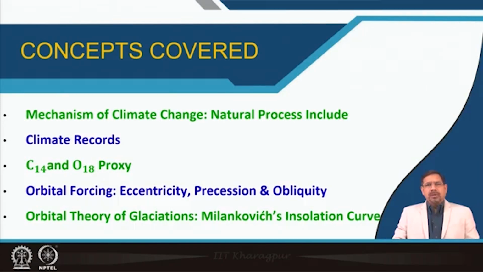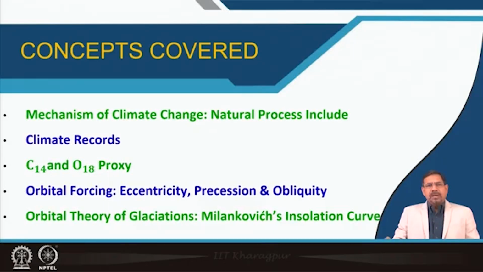And more importantly, let us also discuss these C14 and O18 proxies, the two isotopes, because the usual valence is C12 and O16. So, we have 14 and 18. How these two serve as proxies, we will try to discuss in the course of getting information on climate records. The fourth one is orbital forcing.